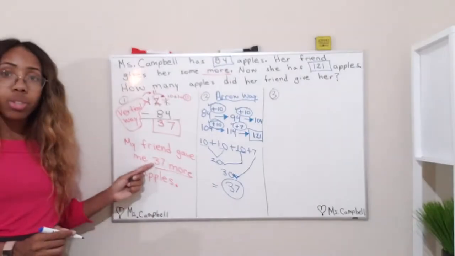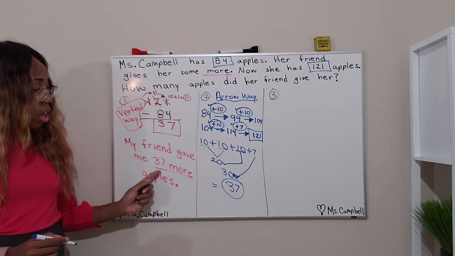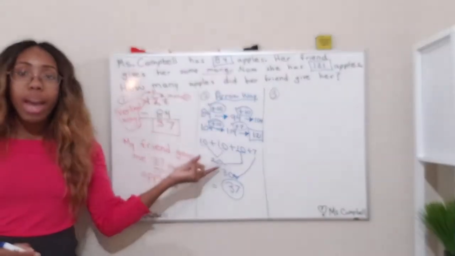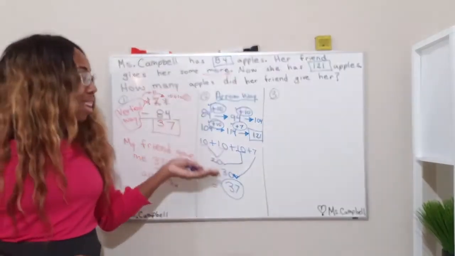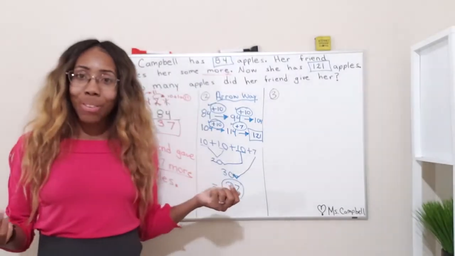So our answer is the same. Do you see that? 10, 20, 30, 37. My friend gave me 37 more apples. Even though I used 2 different strategies, I still have the same answer. Isn't that so cool, right?